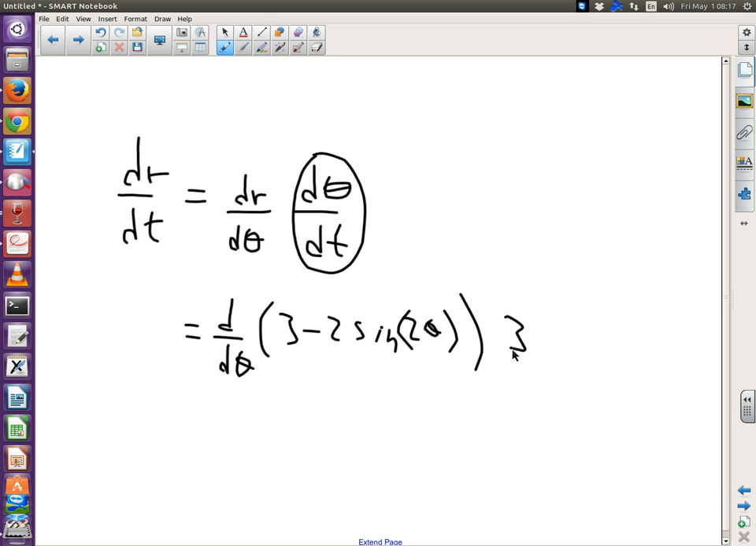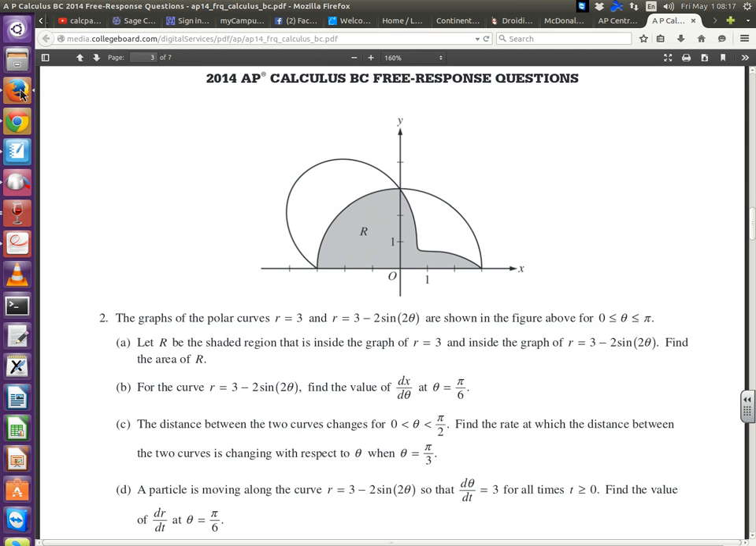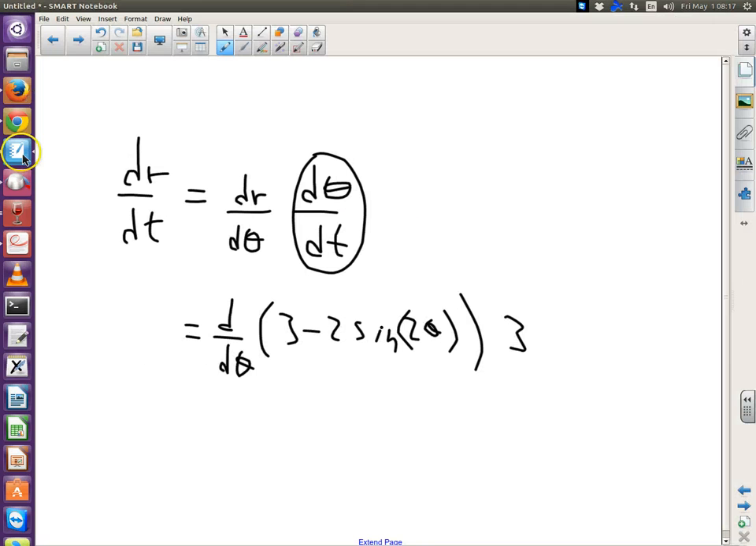This is the dr/dθ right here. So why was dθ/dt given? That's a constant 3 in the question. That was a hint. To get dr/dt from dr/dθ, you're going to use dθ/dt. Why did you write dθ? Because dr/dθ is the derivative with respect to theta of r.